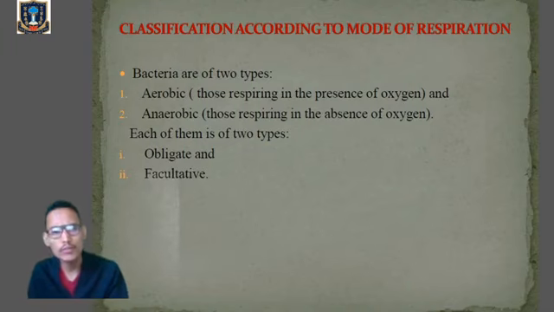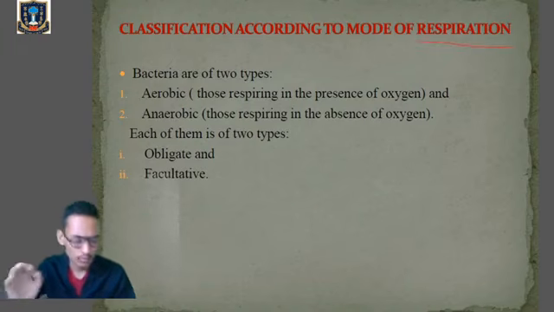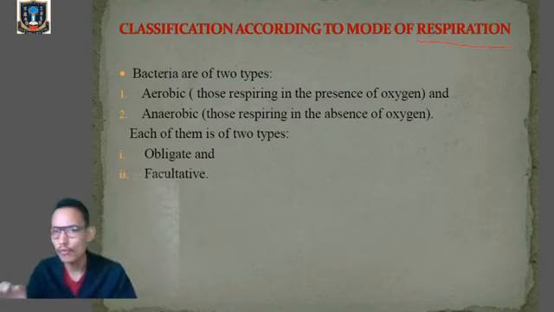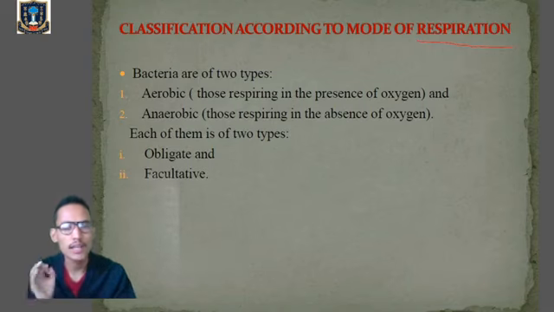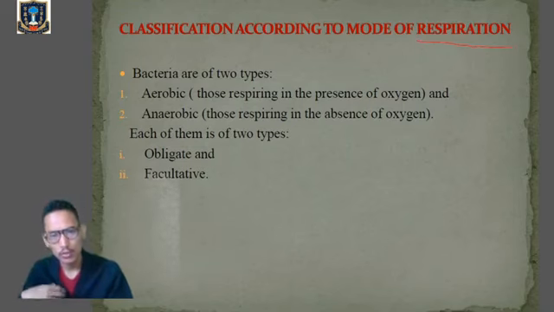Next one, we'll learn about the classification of bacteria according to their mode of respiration. According to the mode of respiration, bacteria are of two types: aerobic and anaerobic. Aerobic means those that respire in the presence of oxygen. And anaerobic means those bacteria which can respire in the absence of oxygen.